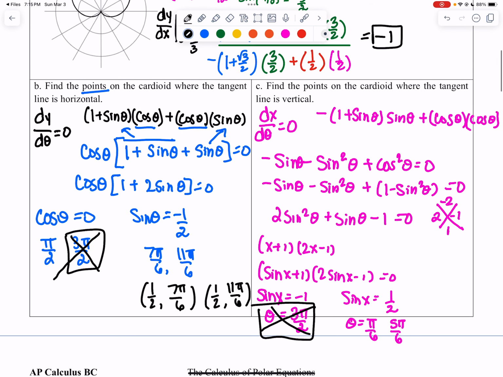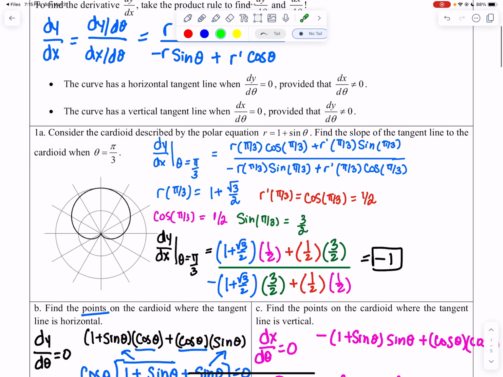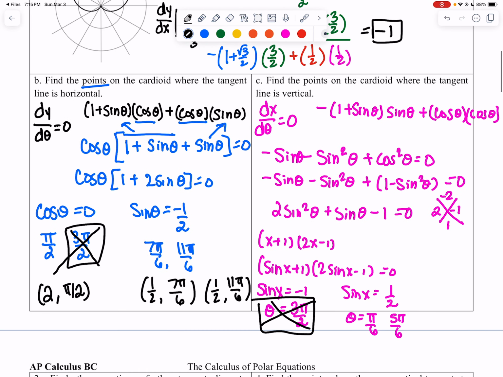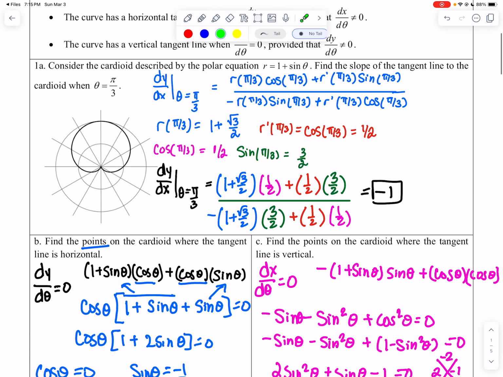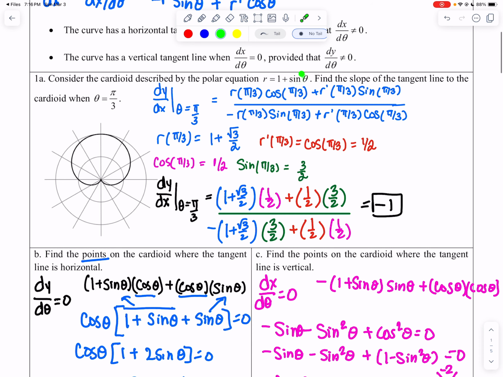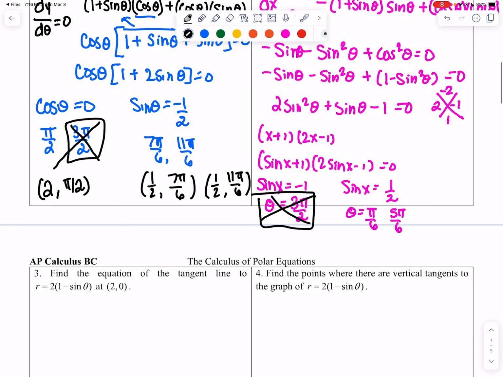For pi over 2, we are going to have to plug in because we can't really do sine here. So for pi over 2, sine of pi over 2 is going to be 1. 1 plus 1 is 2. So that means my r value is 2, pi over 2. Lucky for us for sine, because my r value has a sine, we could just plug in my value of 1/2 here. Plugging in 1/2, 1 plus 1/2 is 3/2. So now I have my coordinates being 3/2, pi over 6, and 3/2, 5 pi over 6. Fun stuff.